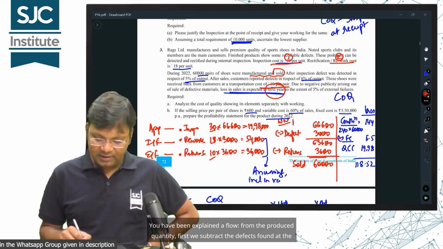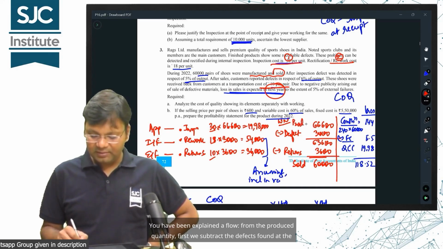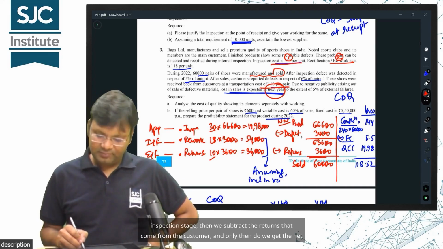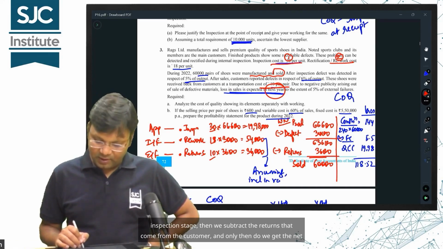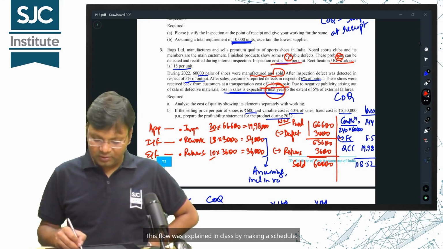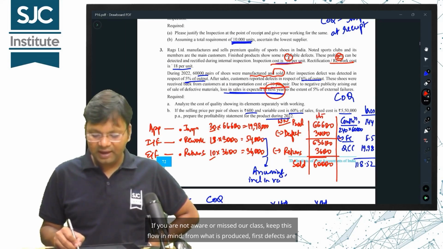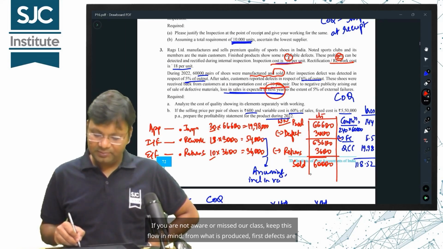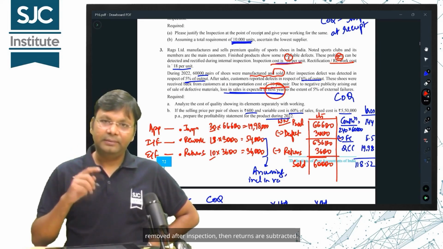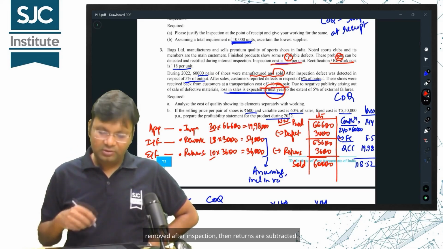You have been explained the flow from the produced quantity. First we subtract the defects found at the inspection stage, then we subtract the returns that come from the customer, and only then do we get the net output sold. This flow was explained in class by making a schedule. If you are not aware or missed our class, keep this flow in mind. From what is produced, first defects are removed after inspection, then returns are subtracted. Only then do you get the net output sold.